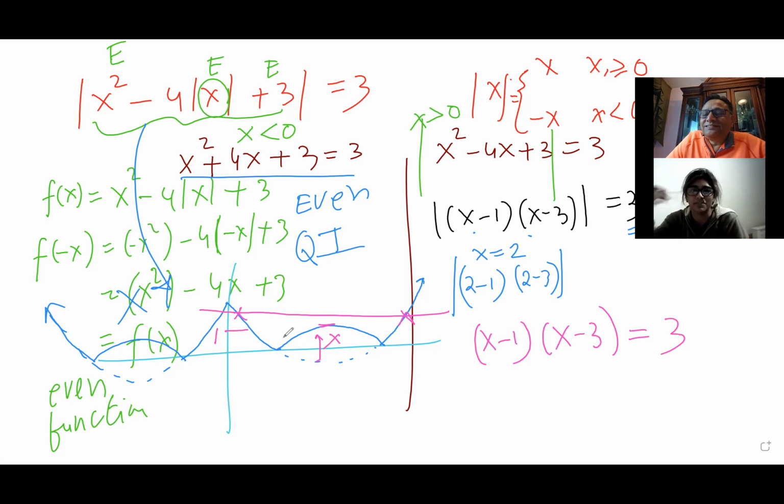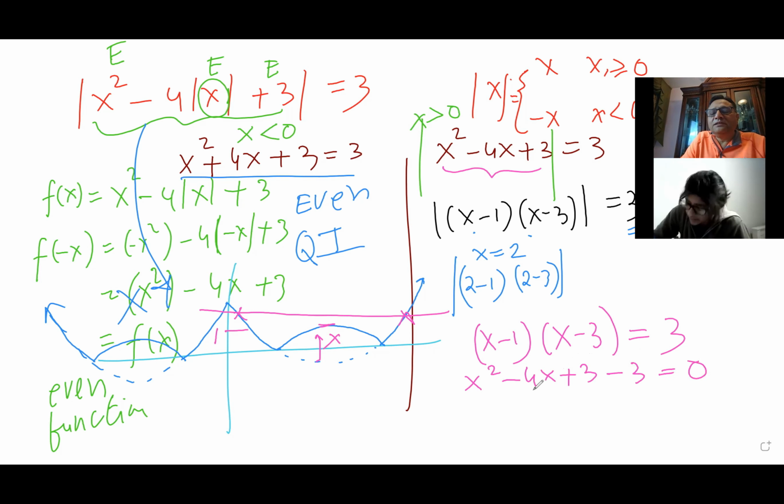Now we are left with it, you just do the reverse. So basically, we can get back to our original equation because when you expand, you get x squared minus 4x plus 3, and bring 3 this side, minus 3 equals 0. Does it make sense? So that means x squared minus 4x equals 0, so x times x minus 4 equals 0. So we have 2 solutions: x equals 0 and x equals 4.